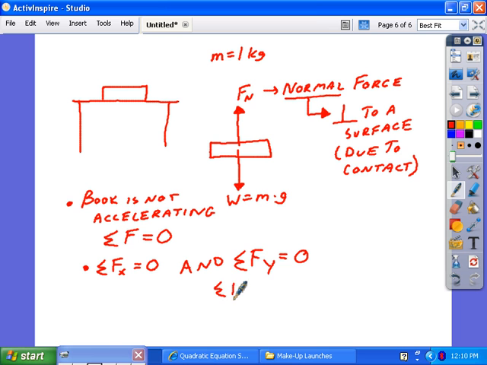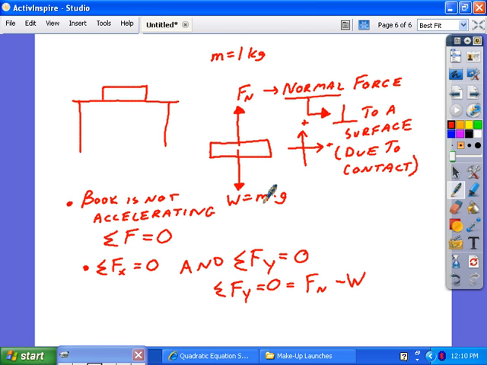So the sum of the forces in the y equals 0. Now, once again, just like with projectile motion, it's important to dictate what direction is positive. I'm going to call up and to the right to be positive. So therefore, my normal force is going to be a positive force because it's pointing in the same direction as my positive, and my weight is going to be negative because it's acting in the negative direction.